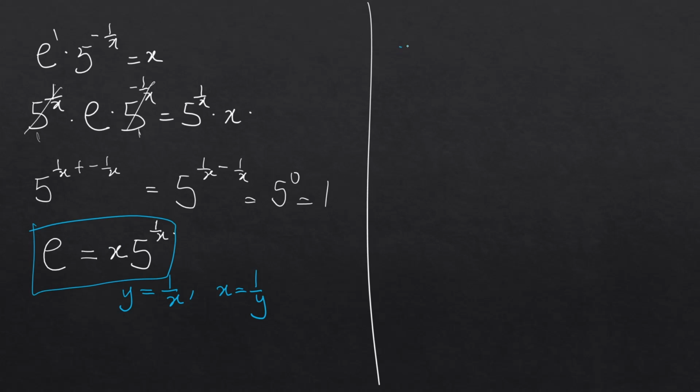So that simply means I have e multiplied by, okay, no, e is going to be equal to, when I have x here, what is x? Well, x is 1 over y, so I'm going to have 1 over y multiplied by 5 raised to power, when I have 1 over x, I will call it y, so this is y. The next thing I'm going to do is to multiply both sides by y for a reason.